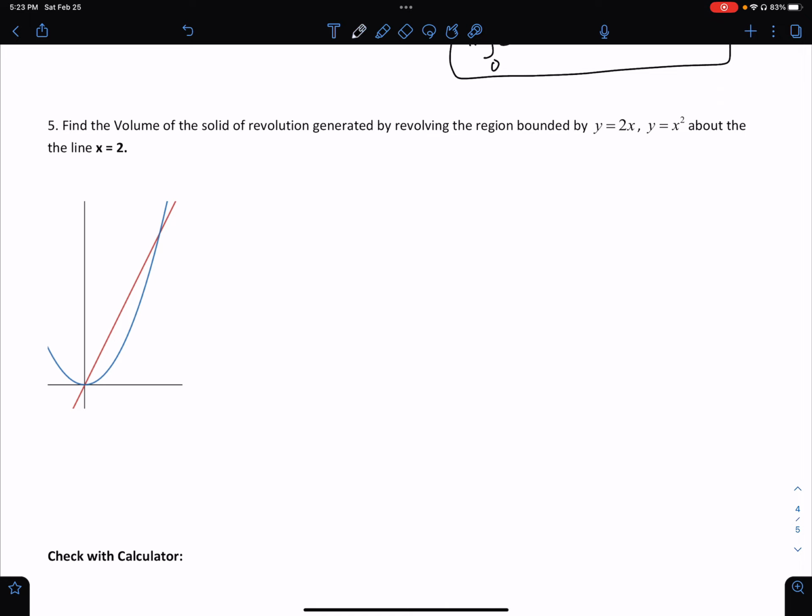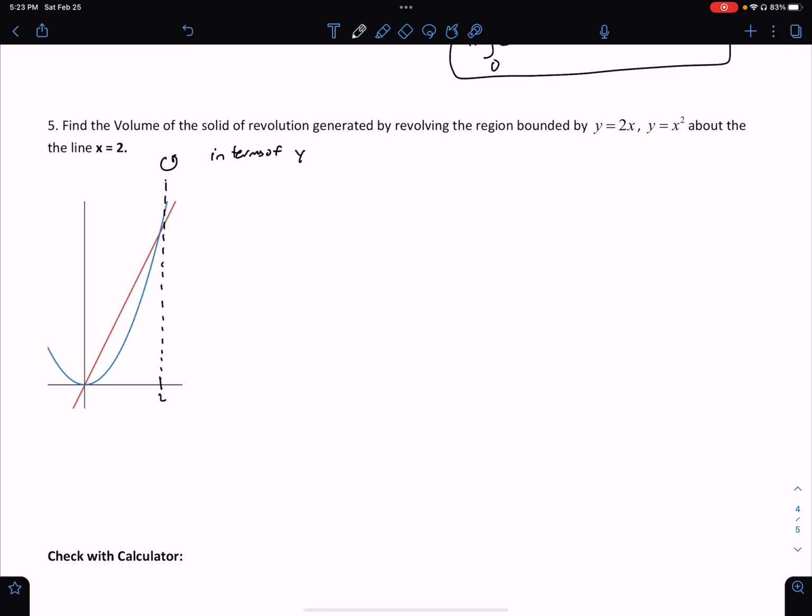Now, let's take the same region, but this time we want to revolve it about the line x equals 2. So let's take a look here. Let's say here is x equals 2. Notice this time our axis of revolution is vertical, which means this is parallel to the y-axis. So therefore, this has to be in terms of y. So now we're going to be in terms of y.